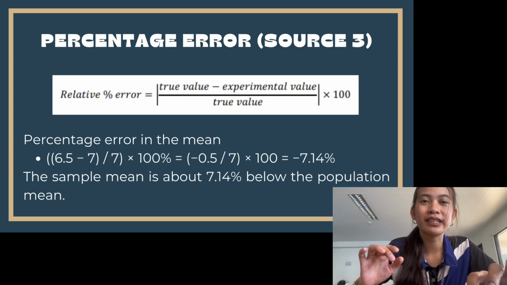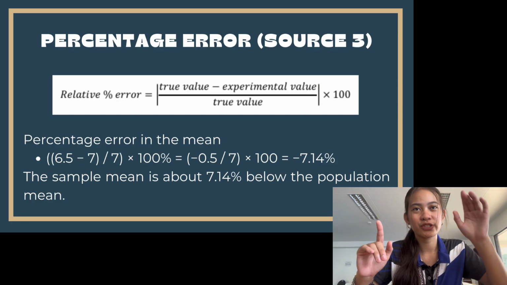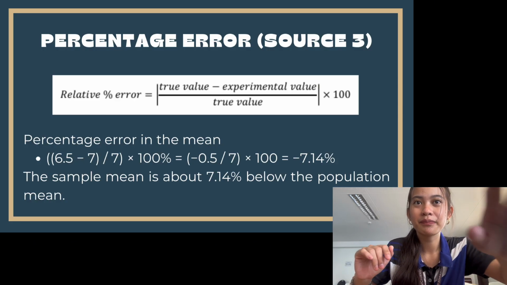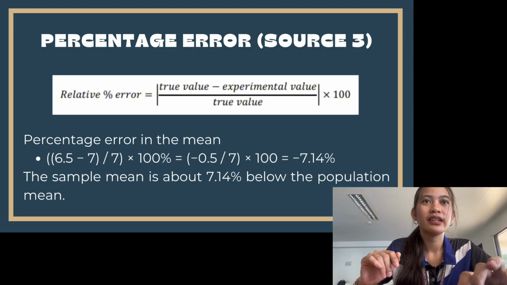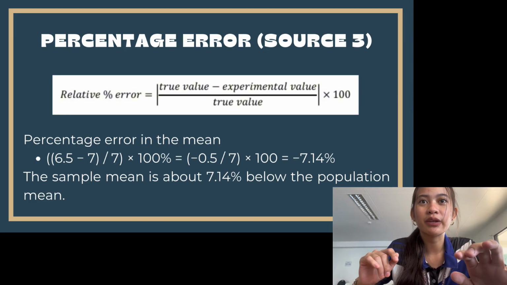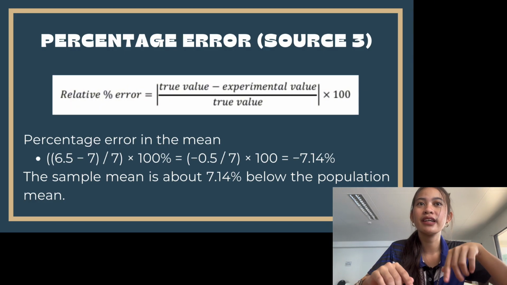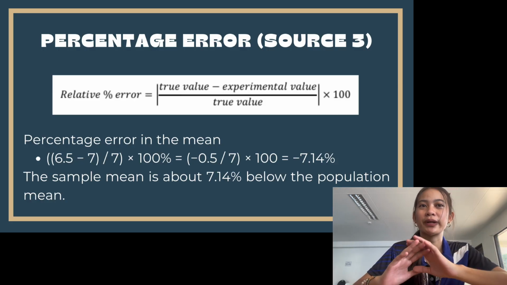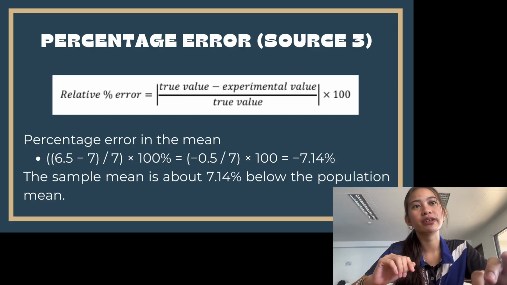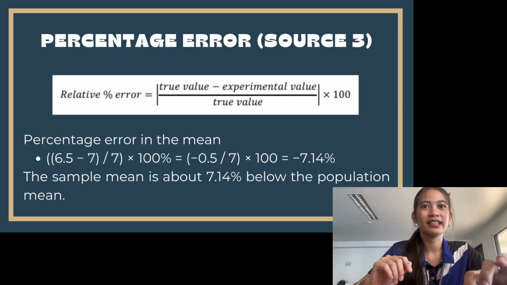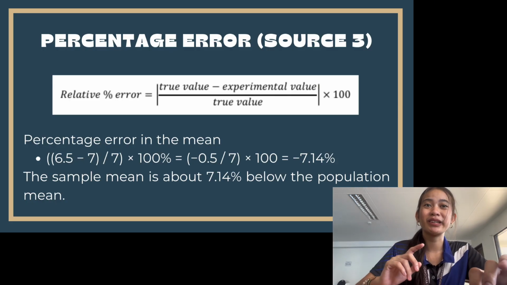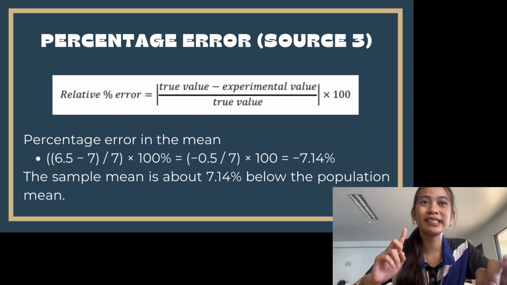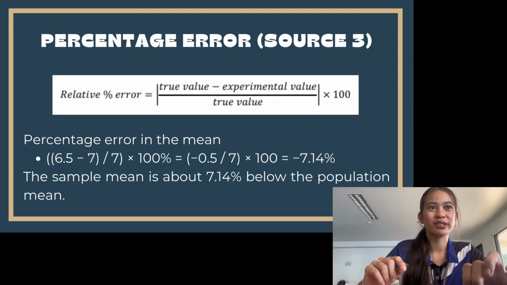So here, for example, the sample mean is 6.5. The true value is 7, the population mean, and the experimental value is 6.5. So 6.5 minus 7, divided by 7, times 100, then you'll get 7.14%. So that means the sample mean is about 7.14% below the population mean.